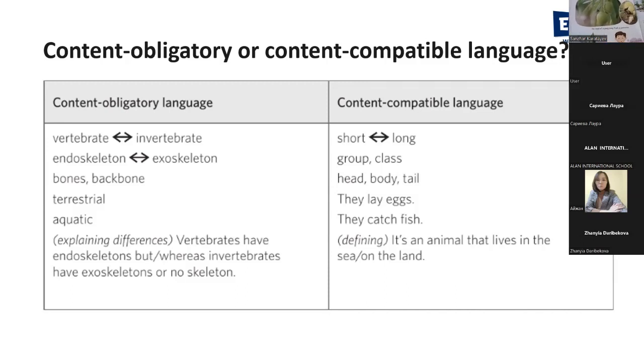Now I have a question. Why do we need these words? Why do we need to differentiate these words? Why is it important to differentiate the content compatible and content obligatory language?